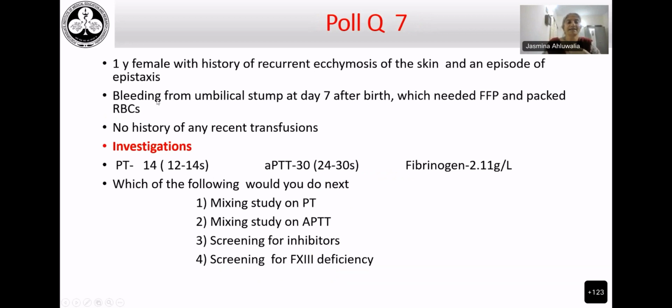Okay, so coming to the next poll question, a 1-year-old female with history of recurrent ecchymosis of the skin and an episode of epistaxis was brought for investigation for a bleeding disorder. Her mother gave history of bleeding from the umbilical stump at day 7 after birth, for which fresh frozen plasma was required, and she also received packed red cells. But in the recent past, there was no history of any transfusions. The coagulation screen revealed a normal PT, APTT, and fibrinogen. Which of the following tests would you like to do next? Would you like to do a mixing study on PT or on APTT? Would you like to screen for inhibitors, or would you like to screen for a factor 13 deficiency? Please poll.